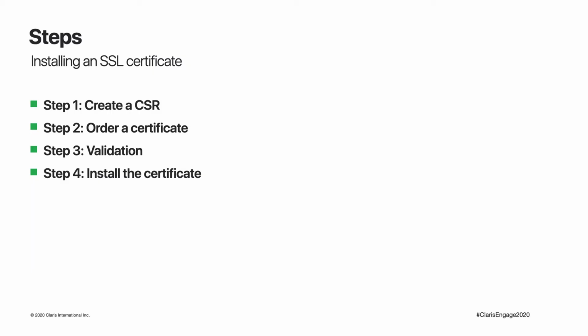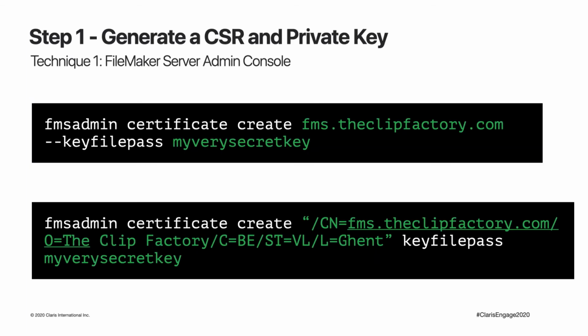Eric will now generate a certificate signing request. To do so, there are a number of tools. The first tool is the FileMaker Server admin console. Via the command line, he can generate a CSR by these 2 commands. The first one is to generate a CSR for a domain certificate. In case of an organization certificate, we have to generate more information. And you will see that next to the name of the domain name, you also have to provide information of the organization.